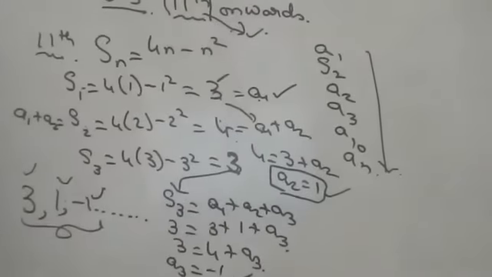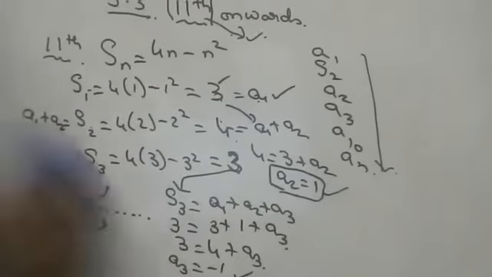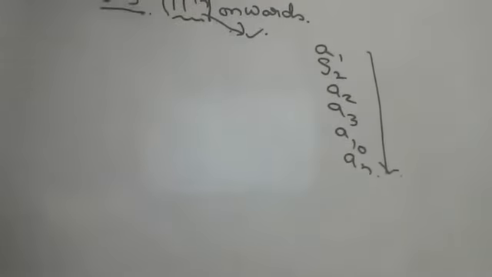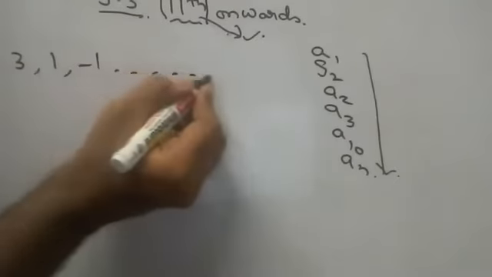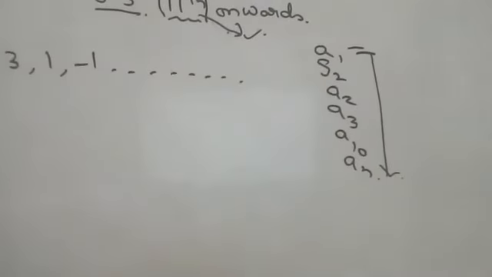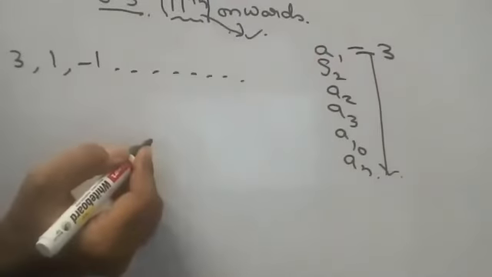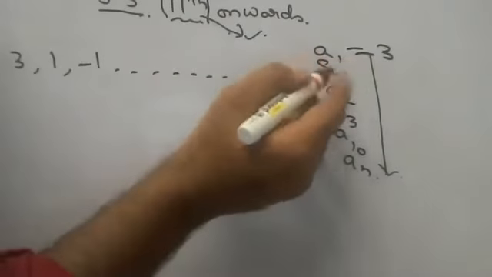I hope everyone understood. I'm rubbing this part, children, and I'm explaining further. So please try to understand, children. What was the progression we got? 3, 1, minus 1, and so on. So the first question was A1. What is A1, children? A1 is nothing but 3 only. What is S2, children?